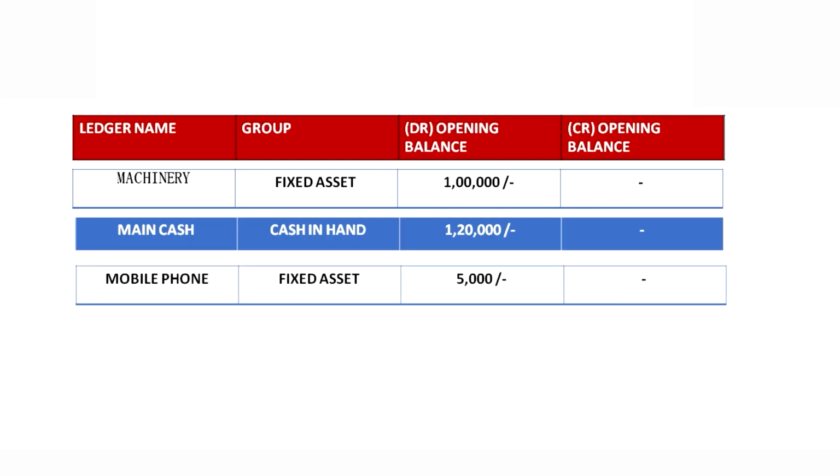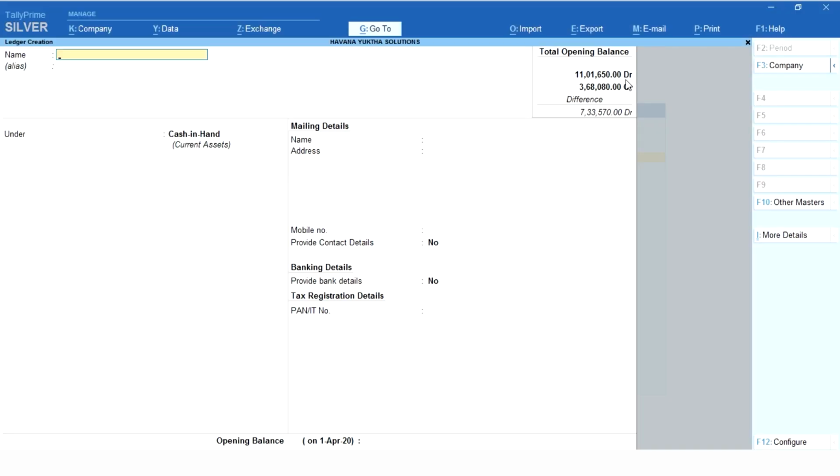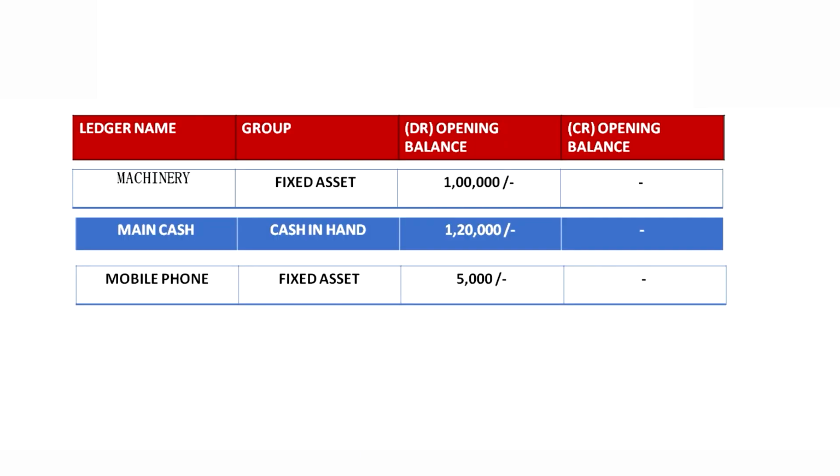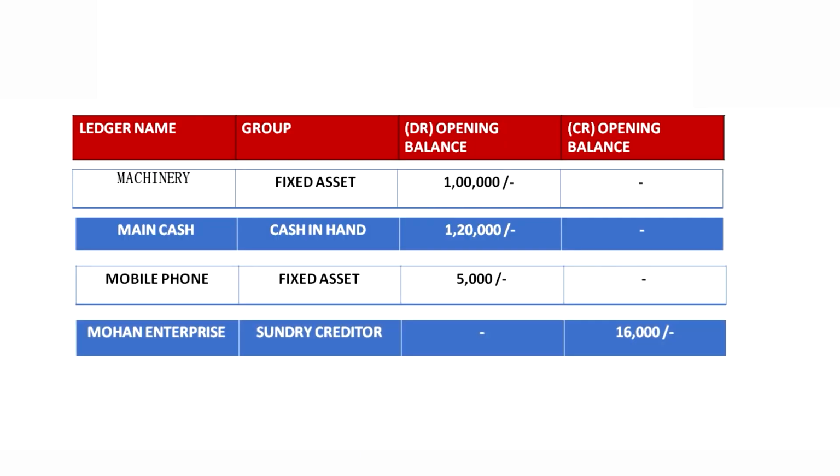So the next ledger will be mobile phone, which is a fixed asset, and the opening balance is 5,000. We'll create the same here, fixed asset, and the opening balance is 5,000 rupees. So next we go with Mohan Enterprises, which is a creditor, and the closing balance is 16,000.